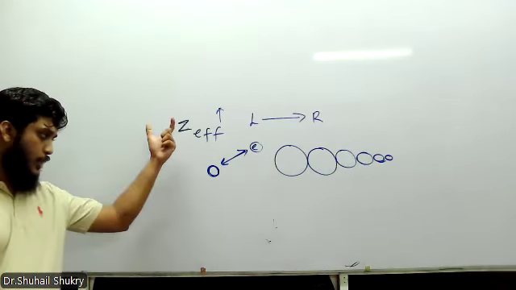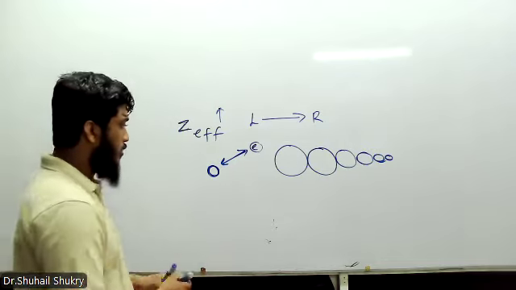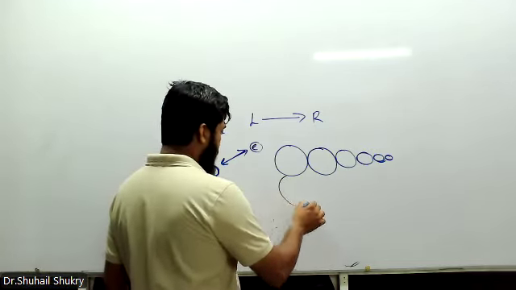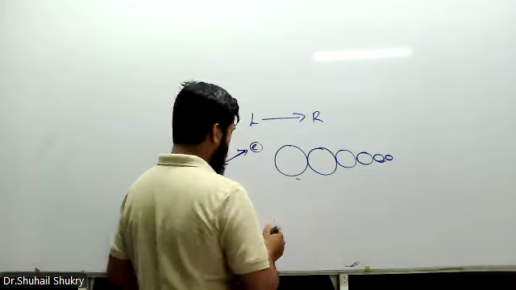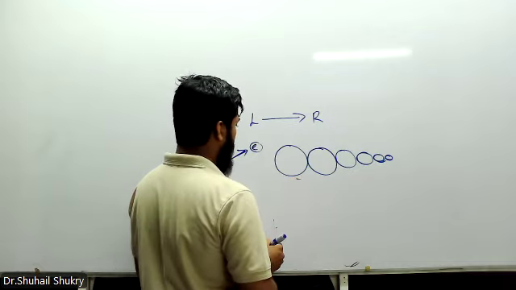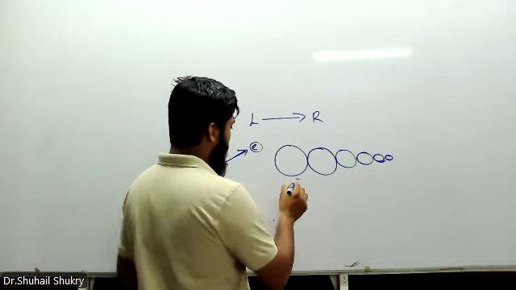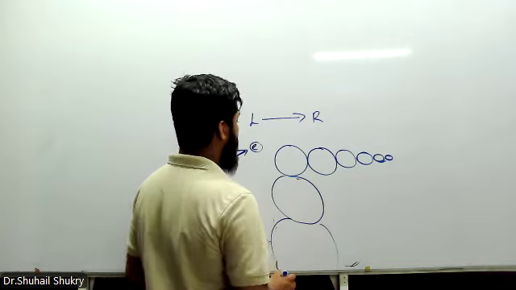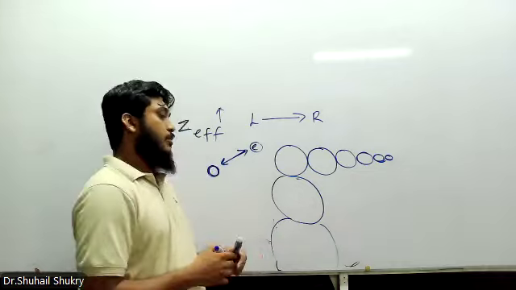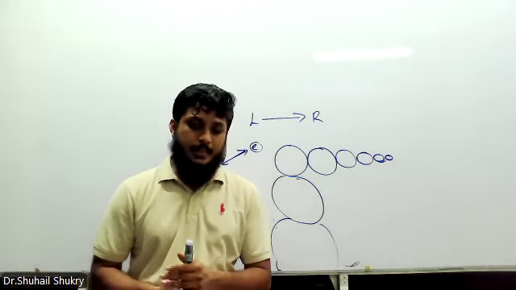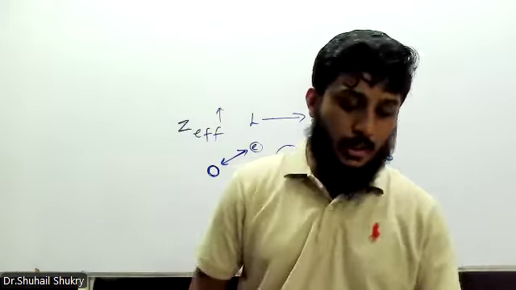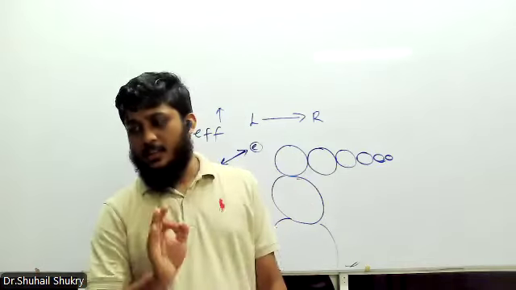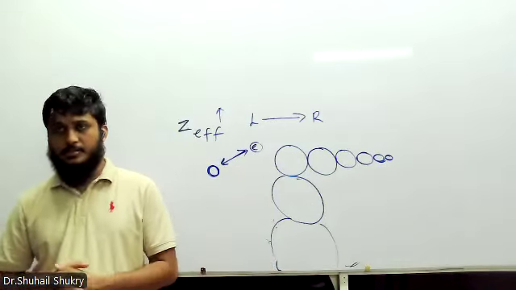When going down the group, what happens? The size will increase. Why is this increasing? Because of the increase in the number of shells. Is it 100% clear?